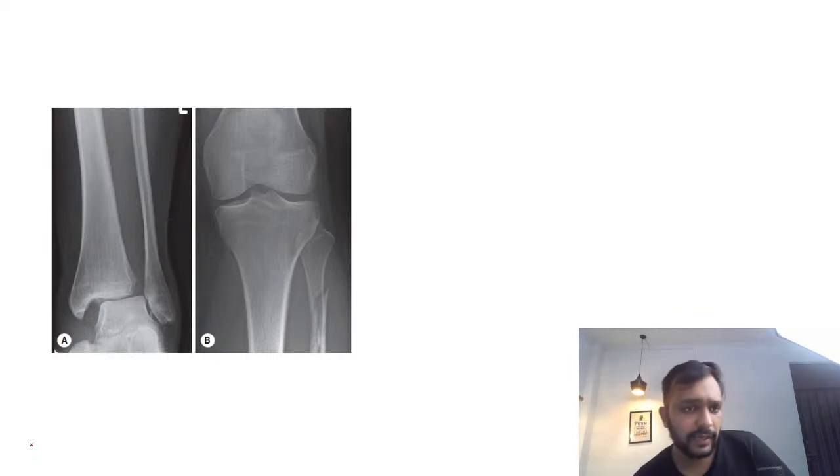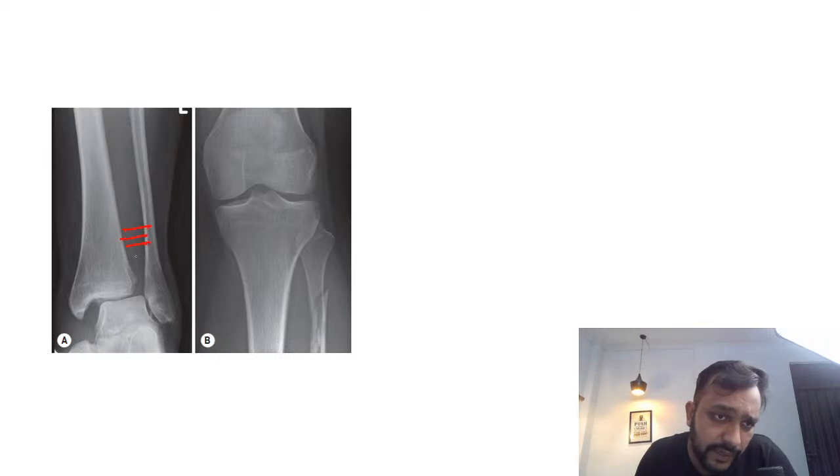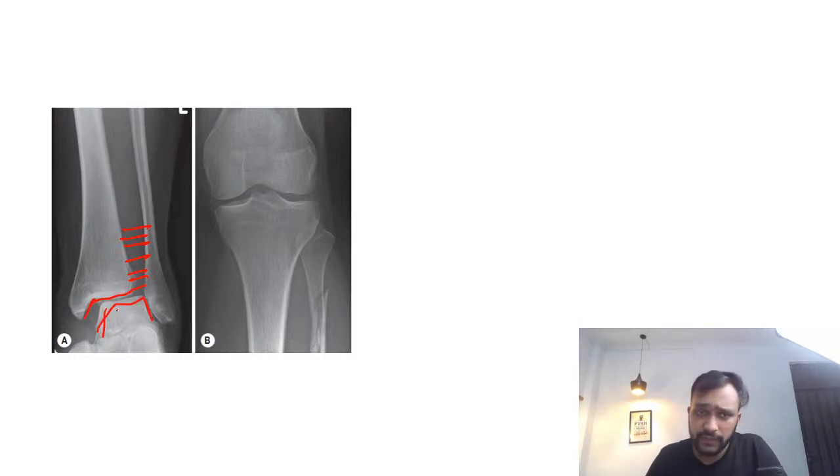Okay, so guys, in this image we can see that there is widening of the joint space between the tibia and the fibula and the tibia and the talus. Widening of the joint space between the tibia and the fibula as well as the tibio-talar joint.